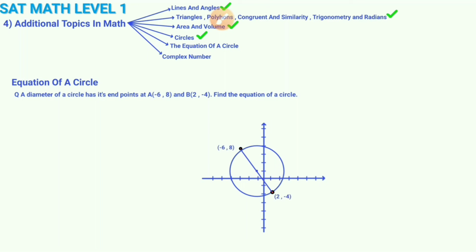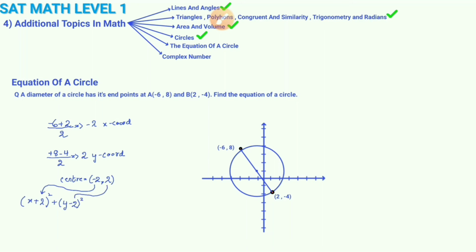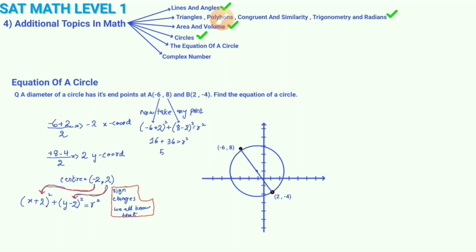Question: a diameter of a circle has its end points at this and this. Find the equation of the circle. Get the points. Find the midpoint using the midpoint formula. Then you get the center points. Sign changes, we all know that. Now take any point, either you can take A or B, doesn't matter. So you just took A and you have found the equation.